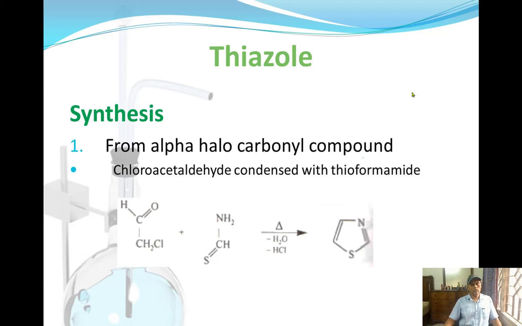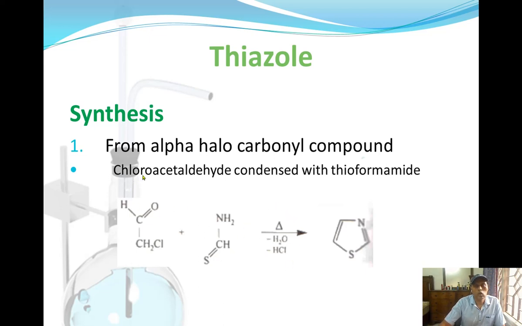The first method of synthesis is from an alpha-halocarbonyl compound. You can see here chloroacetaldehyde is getting condensed with thioformamide. This is the chloro, then acetaldehyde. As you can see, the aldehyde group is here. This is chloroacetaldehyde. It gets condensed. Condensed means removal of a water molecule, as you can see here. So you need heating for this reaction. One molecule of hydrochloric acid is going to get removed.